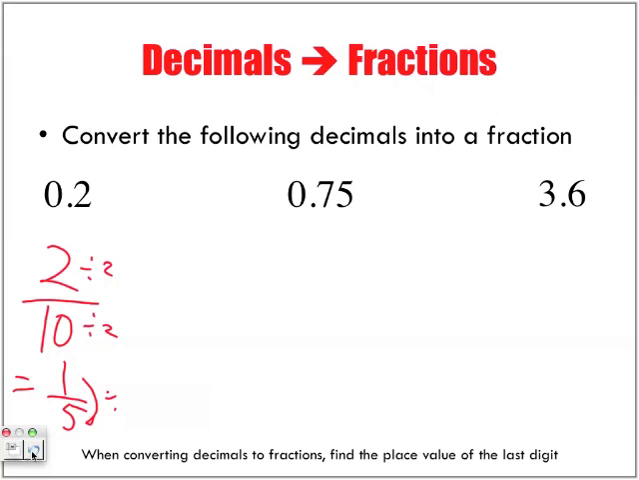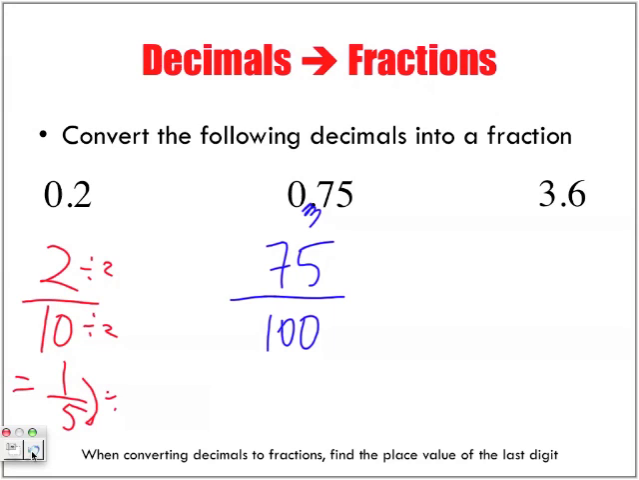Next one, 0.75. The last digit, what place value are we in? Well, we use 75 out of 100. What place value is the 5 in? The 5 is in the hundredths. So we know our denominator is 100. So we remove the decimal, and we can also remove the 0. So the answer is 75 over 100.